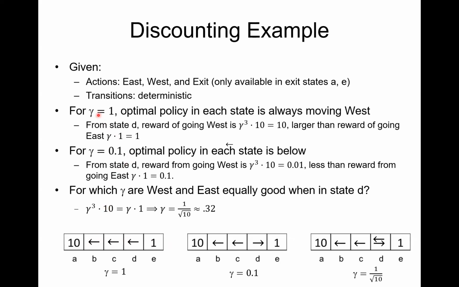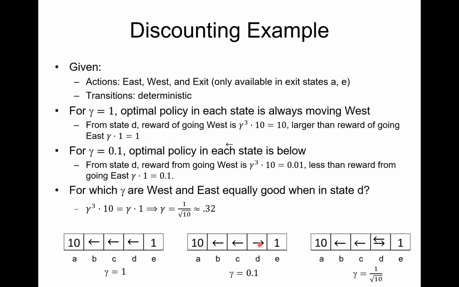If gamma is 1, there's no discount. Then it'll always seek the state with the highest reward, the state A. So from state D, the reward of going west is gamma cubed times 10. It takes 3 steps to get to A, so it's gamma cubed. Whereas if it goes east, then it gets a reward of 1. So its reward is gamma times 1.